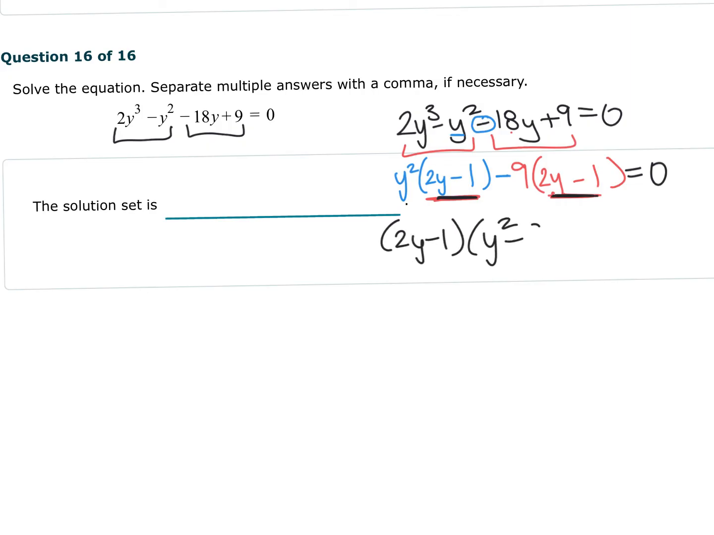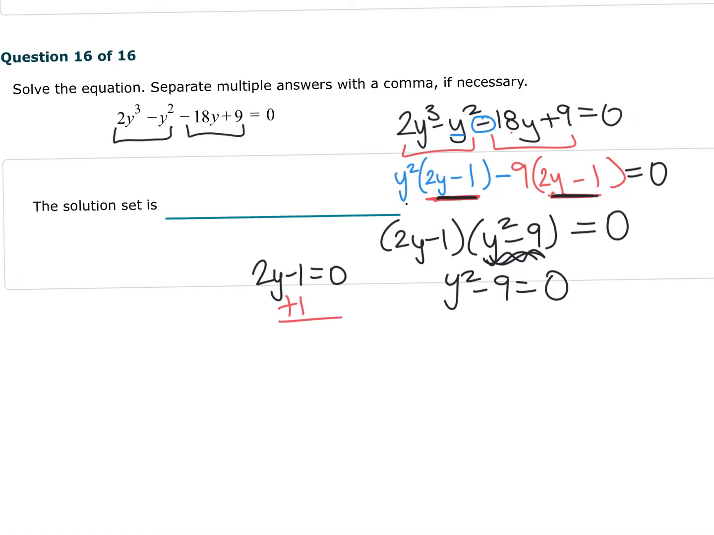And then I also have this y squared minus 9. Now, this is the difference of squares, but I'm going to go ahead and just set both pieces equal to 0 because I want to follow suit with what I've been doing the whole time. For the first piece, I'm going to add 1 to both sides and then divide by 2. So I get y equals 1/2.